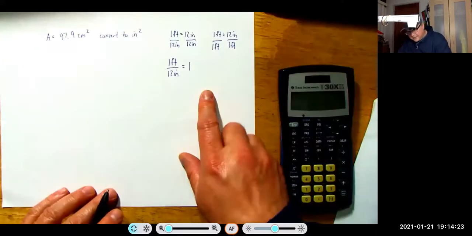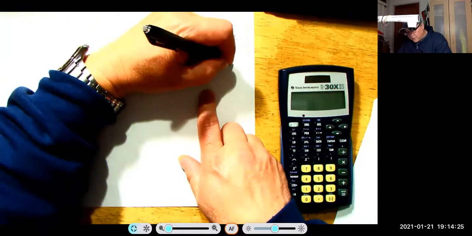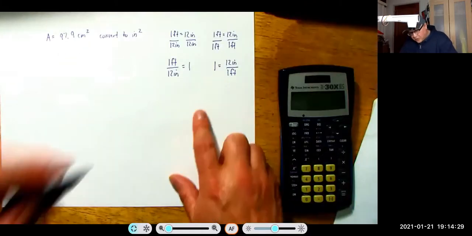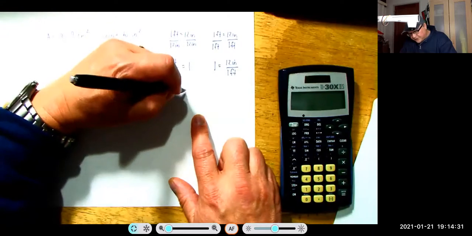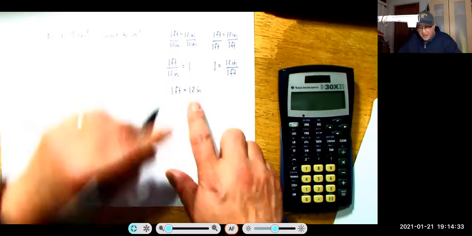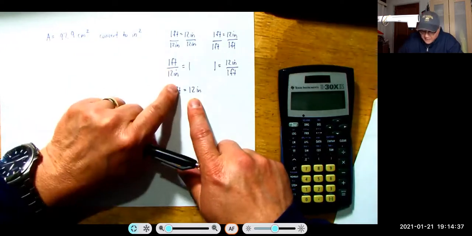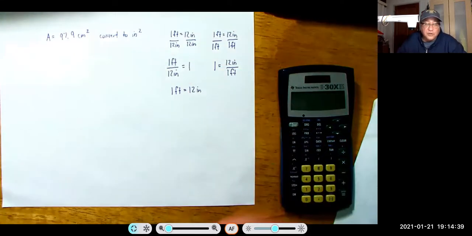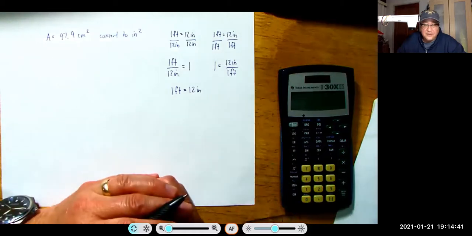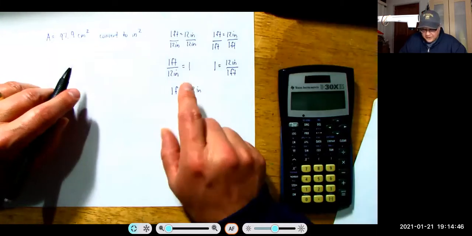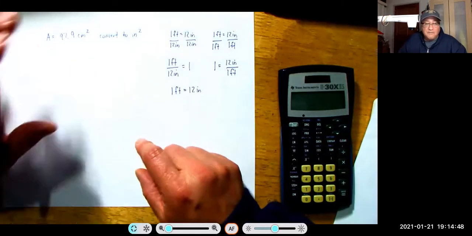And I'm going to get 12 inches over 1 foot is equal to 1. So when I started with 1 foot equals 12 inches, I can put either one of these on top and the other one on the bottom, and that ratio is equal to 1. That's important.